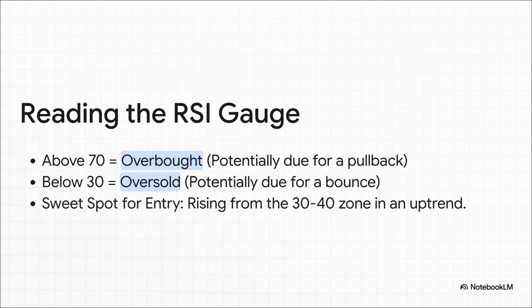And what's great about the RSI is how clear its signals are. If you see a number pop up above 70, that's a sign the stock is overbought. Think of it like a car engine that's getting way too hot and probably needs to cool down. On the flip side, if it drops below 30, it's oversold. It might be running out of gas on the way down. Now, a lot of traders keep an eye out for that sweet spot, when the RSI starts climbing up from that 30 to 40 zone, especially if the stock's already in an uptrend.